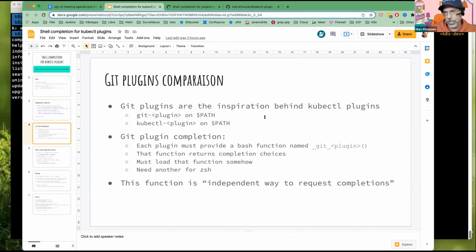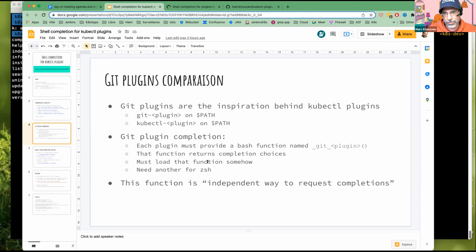So then I looked at how Git provides plugin completion. From what I could gather, I could barely find any documentation. But from what I understood, if I write a Git plugin and I want to have shell completion, I need to provide a bash function that's called _git and my plugin name. So similar pattern. And then the bash completion script will call that function automatically and get what the completion choices are.